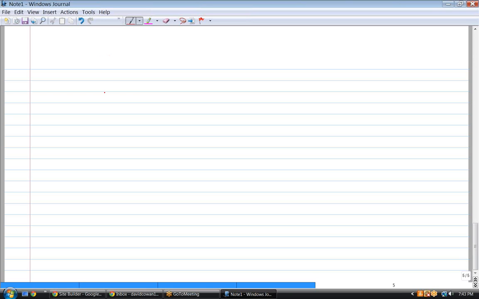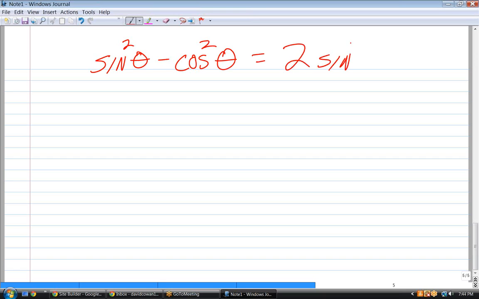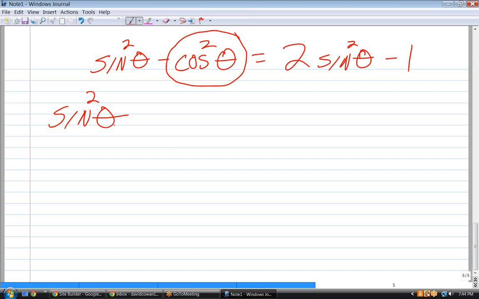Okay. This is a good one. Sine squared of theta minus cosine squared of theta equals 2 sine squared of theta minus 1. Okay. Taking our first Pythagorean identity, what's that equal to? Would it be negative 1? No, our first, I'm going to write it down here.